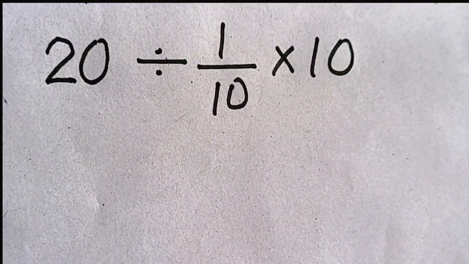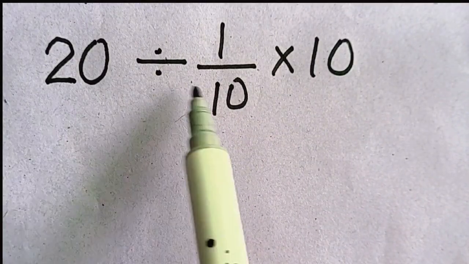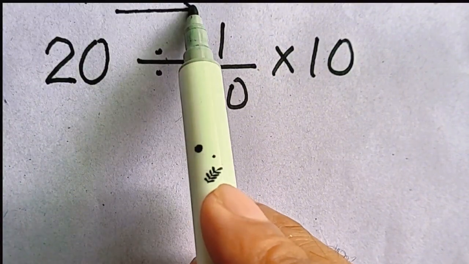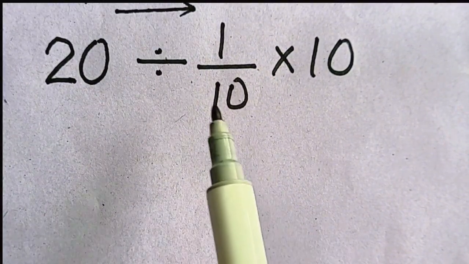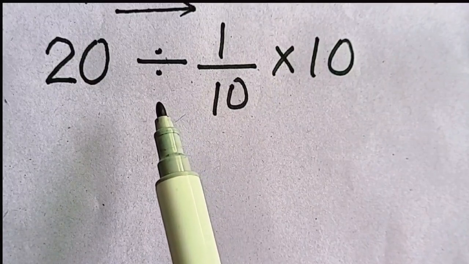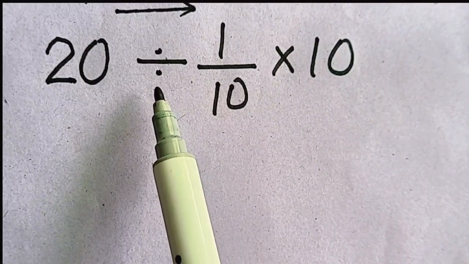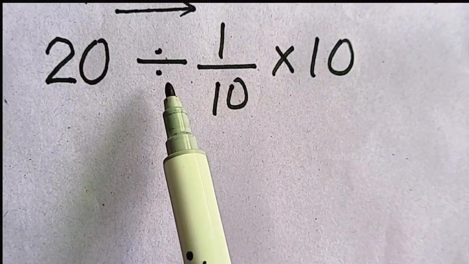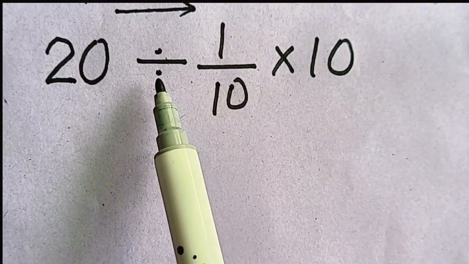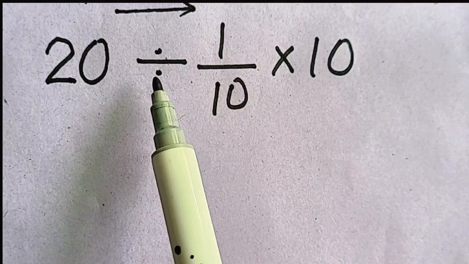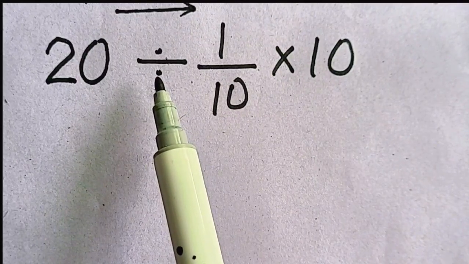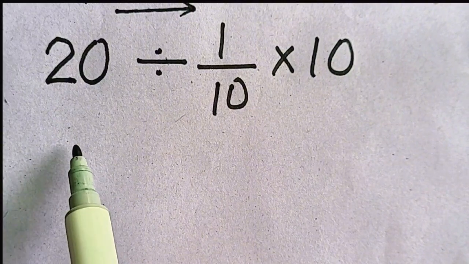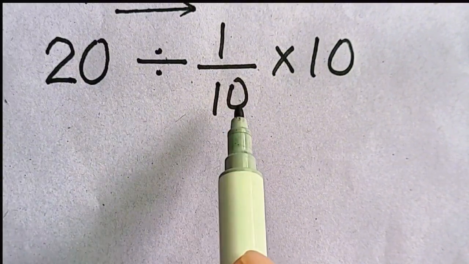The correct approach is, first of all, we have to divide because we have to move from left to right, while a question has both division and multiplication. So we will perform the operation which is at left. That operation will be performed first, so division will be performed first. 20 divided by 1 by 10.